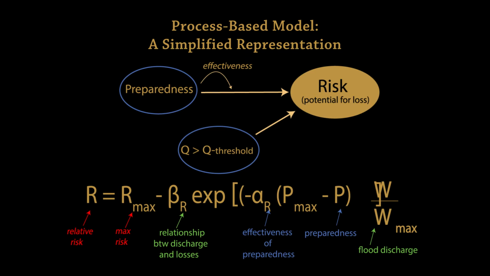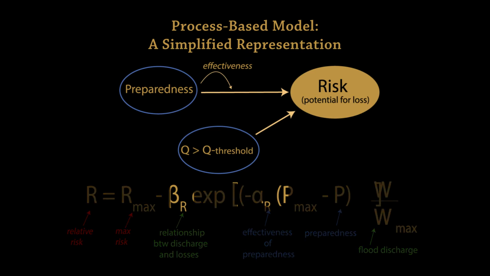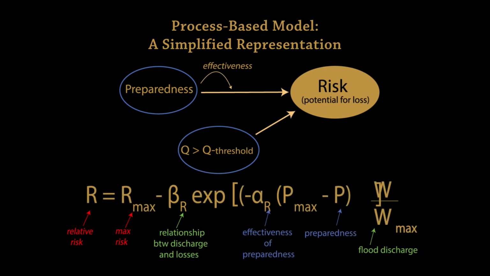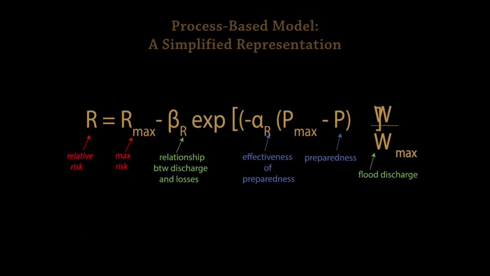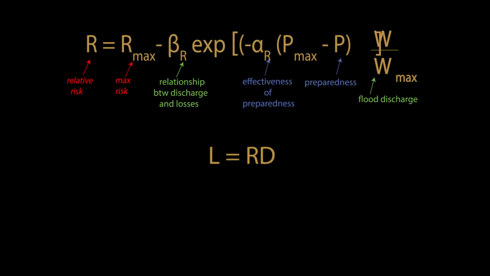Note that all of the model processes are controlled by a suite of calibration parameters that determine the shape and strength of these responses. So, for example, the relationship between river discharge and losses can be varied with the beta parameter, while the effectiveness of preparedness can be changed via the alpha parameter. The relative risk that this model calculates is then rescaled to a loss, L, by multiplying by population density, D.